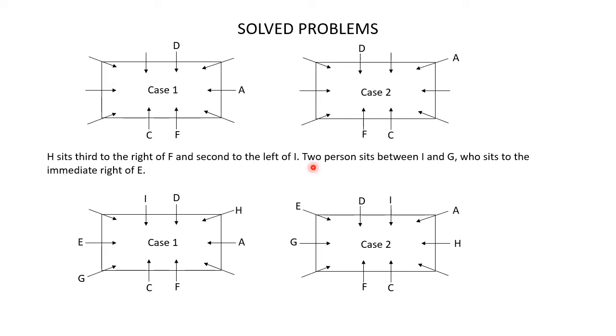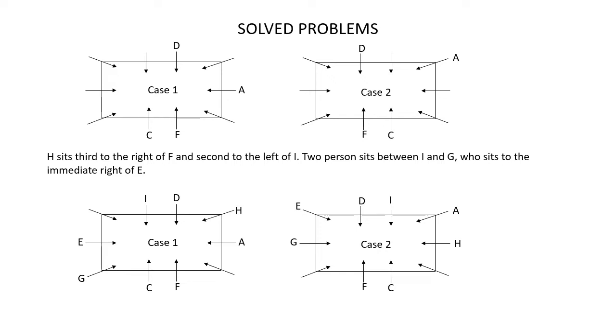Two persons sit between I and G, who sits to the immediate right of E. Who here refers to G. So two persons sit between I and G, and G sits to the immediate right of E. So let's consider case 1 first.